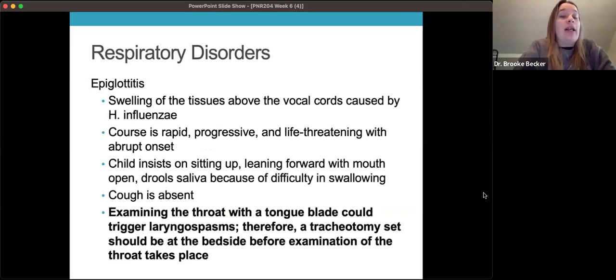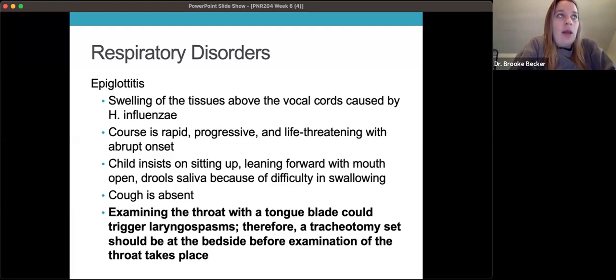Okay, so epiglottitis. If this is happening, this is an emergency. This kiddo needs to go to the ER. They're going to need intubated as quickly as possible, okay? So this is inflammation of the epiglottis. So there's swelling of the epiglottis that's starting to swell enough that they're going to no longer have an airway.